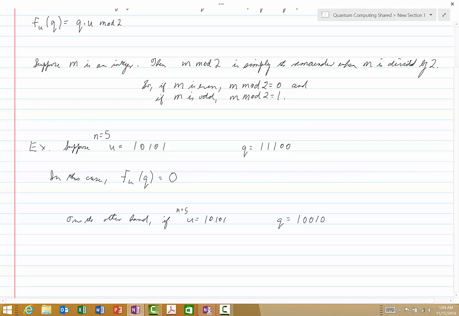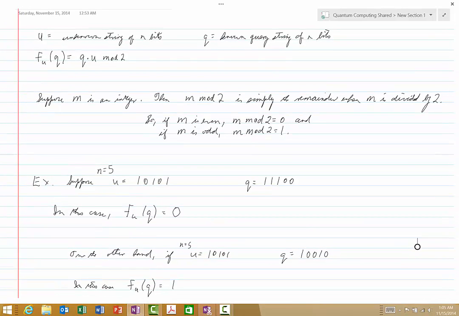Well, in this case, we see that f sub u of q is equal to 1, because q and u both have a 1 in the first position, but there's no other position in which they both have a 1, and therefore the number of positions in which they both have a 1 is just 1, and 1 modulo 2 is 1, so in this case f sub u of q is equal to 1.